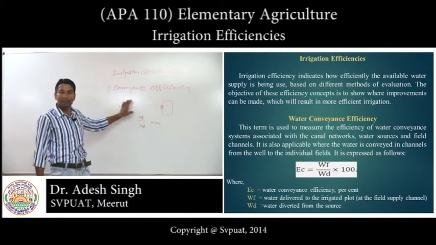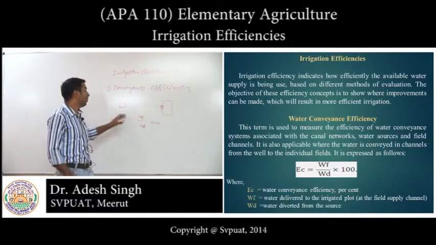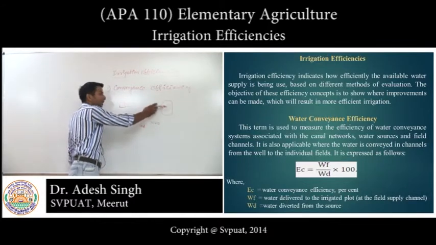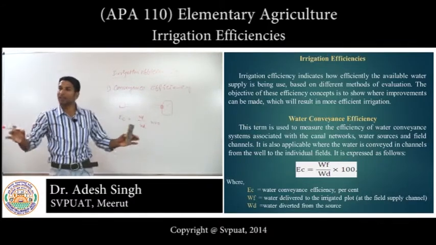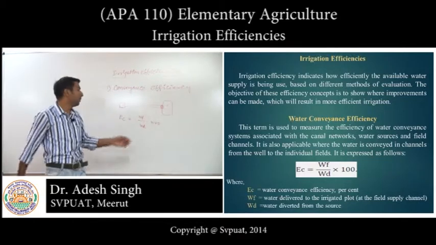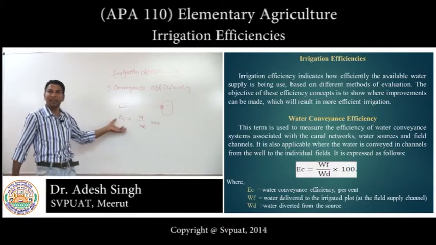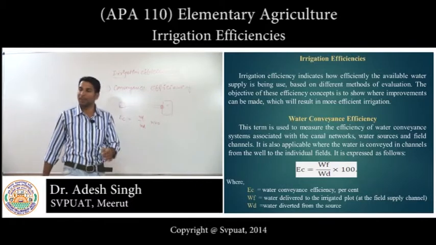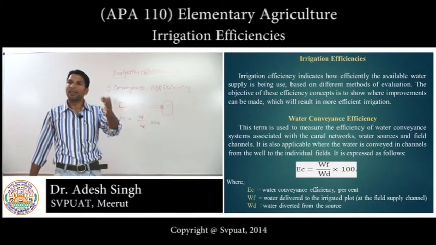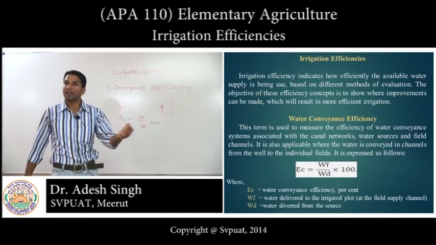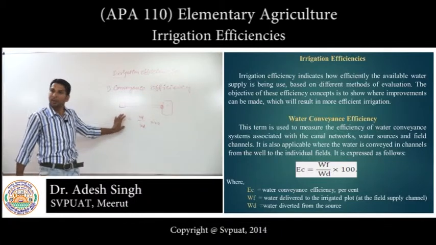This is the source and this is the field. So, what are the important losses in the conveyance system, in the irrigation channel? They can be quantified with the help of conveyance efficiency, which is nothing but the percentage ratio of the water received at the field gate to the water delivered from the source level.